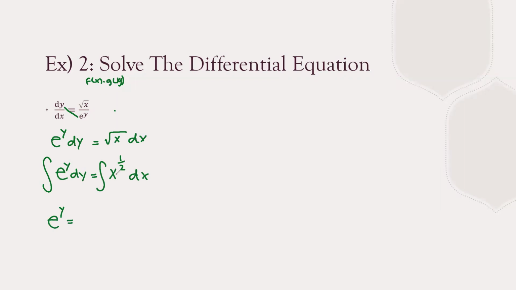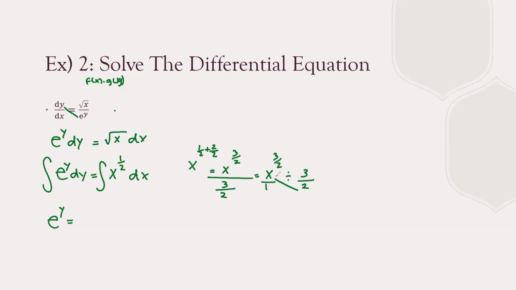On the right side, how do you take the integration of x to the 1/2? So you just add 1 to the power. So 1/2 plus 1, or 2/2, is x to the 3/2 divided by its power. So you can rewrite this as x to the 3/2, a complex fraction, divided by 3/2.